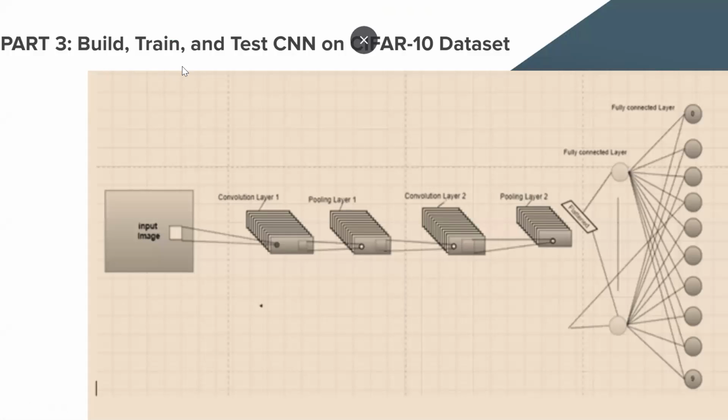Part 3 is to build, train, and test the CNN on the CIFAR10 dataset. This image explains the diagram of the model. The input image is given, and we have used two convolution layers and two pooling layers here. The fully connected layers help to classify the data, while the convolution layers help to extract the features of the data.